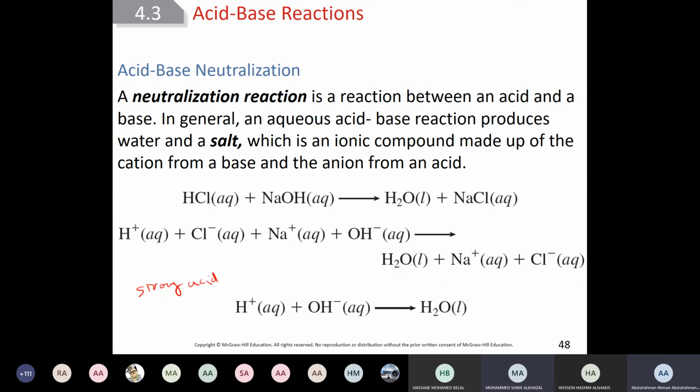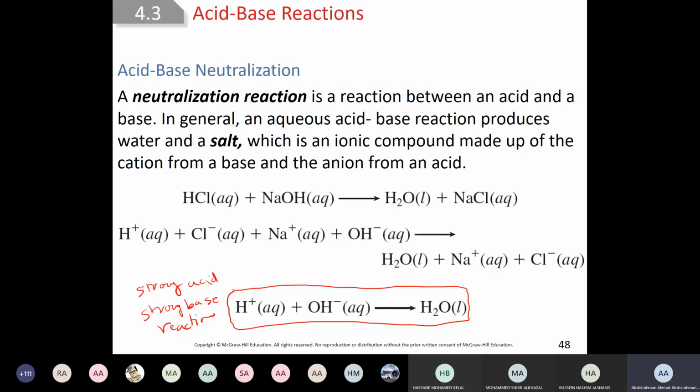This is the net ionic equation for any strong acid, strong base reaction. We don't have to say what the acid or the base is. The net ionic equation will be like this: for any strong acid with strong base reaction, the net ionic will be H plus plus OH minus to give you H2O. I hope this is clear. Is it clear? Doctor, I have a question. Yes. Do the strong bases conduct electricity? Sure. It's an ionic compound, so it will conduct electricity.